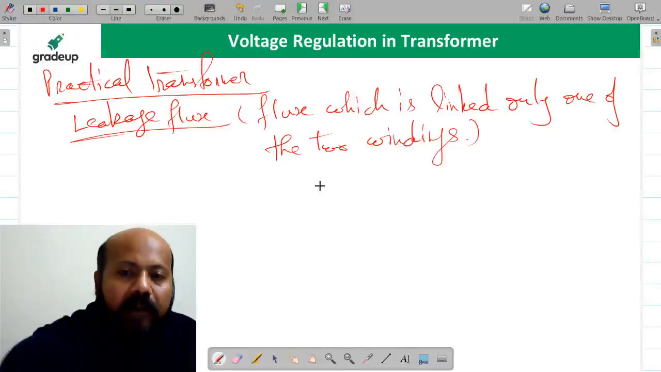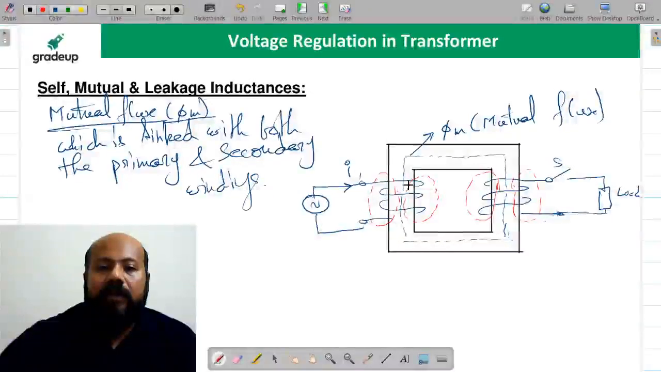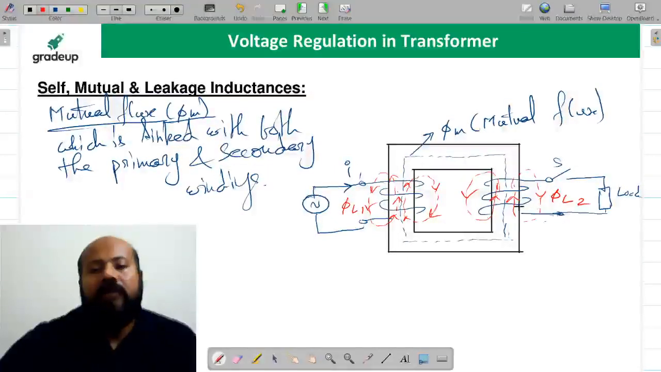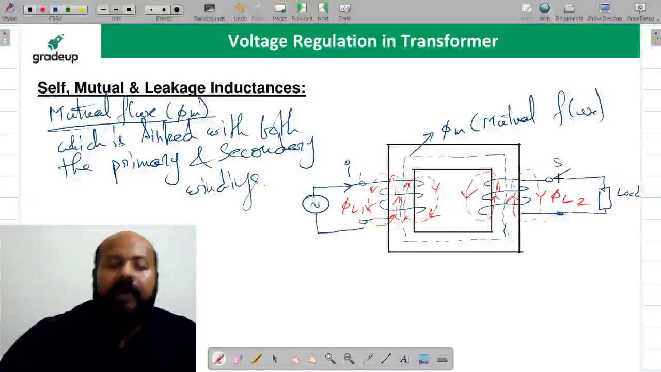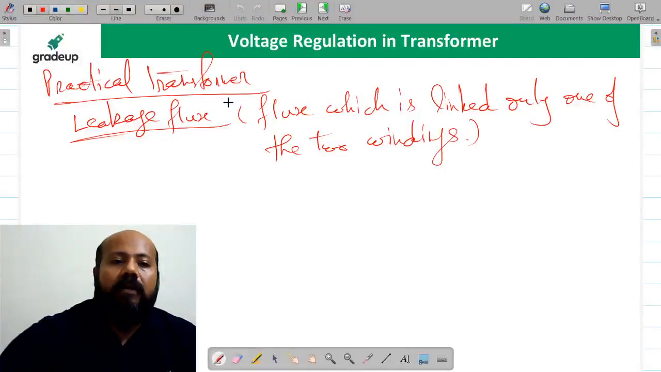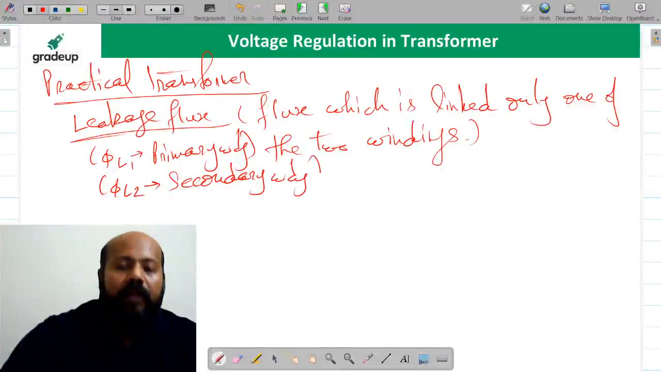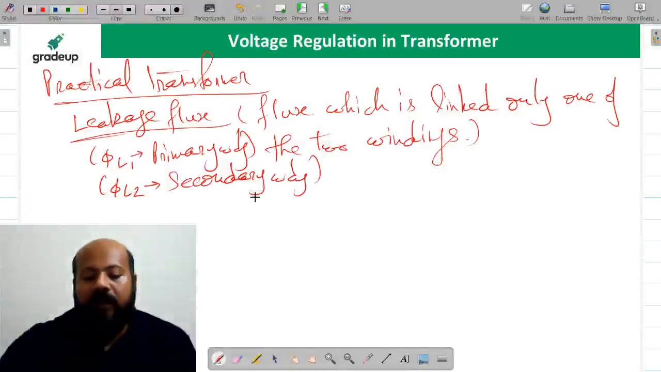Suppose if you see, this we are calling phi L1. What is phi L1? Leakage flux for the primary winding. This we are calling phi L2. What is phi L2? The leakage flux of the secondary winding. I hope you are getting this. It is going to be phi L1 for the primary winding, and phi L2 for the secondary winding. Are you comfortable with this?